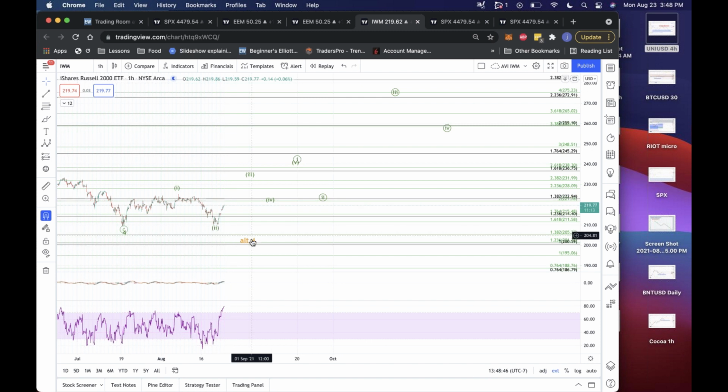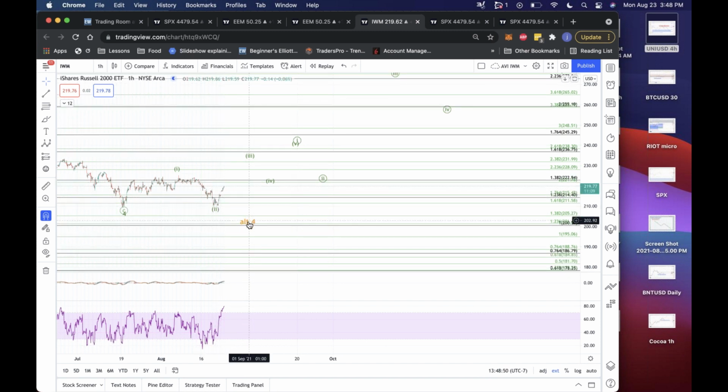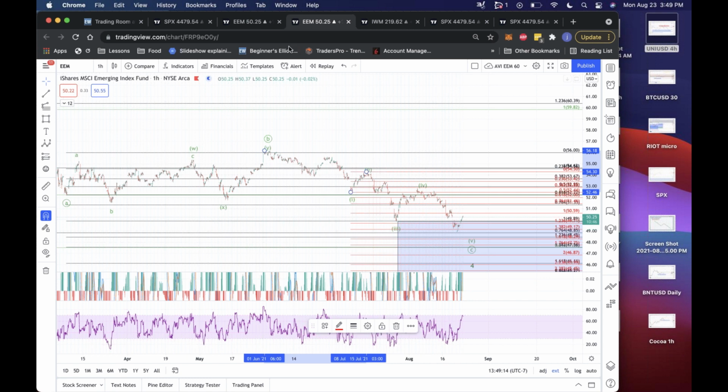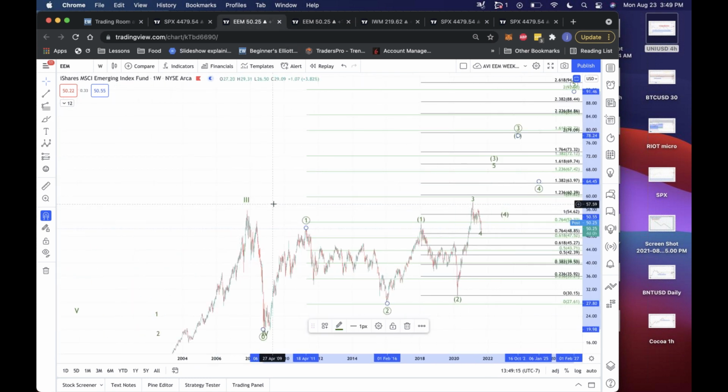But alternatively, we can just head down more directly, especially if the S&P does follow Avi's green count down and we head more immediately to a lower low, down into the 4,200 region. Not unlikely at that point that the IWM would follow this down and give us what Avi's considering his alt wave 4 down to the 200 region. Lastly, we have EEM.